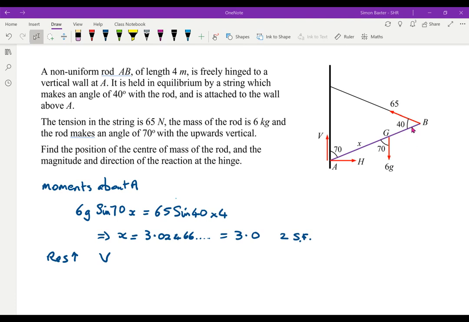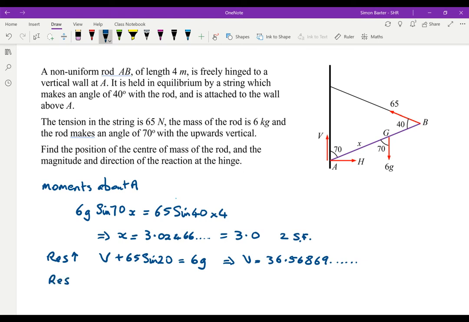This angle is 70. Another 20 makes 90. So 65 is at 20 degrees to the horizontal. Or you could say I've got 20 here, I've got 20 here, I must have 20 above. So 65 sine 20. V plus 65 sine 20. That's the upwards forces. That must be equal to 6g. Well, that allows us to work out V straight away. V is 36.56869, and a few more numbers. We want to use V later, so we're not going to reduce the number of significant figures.